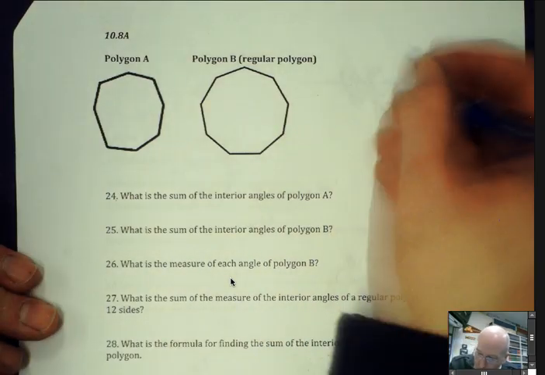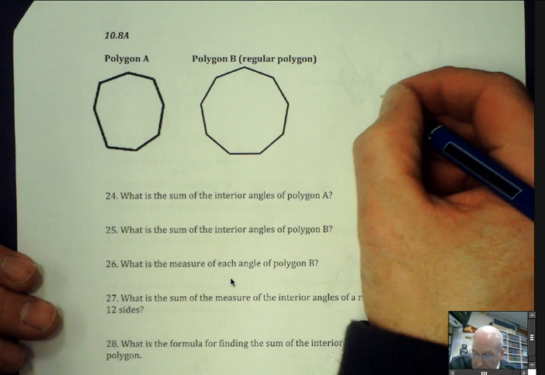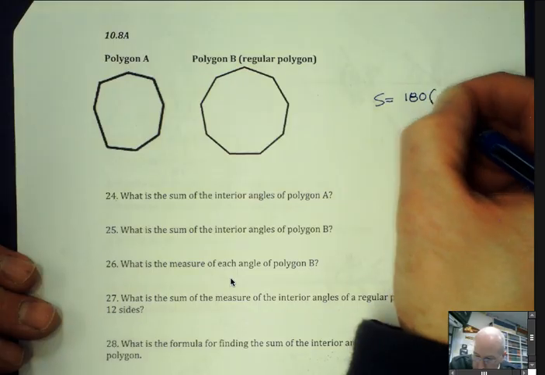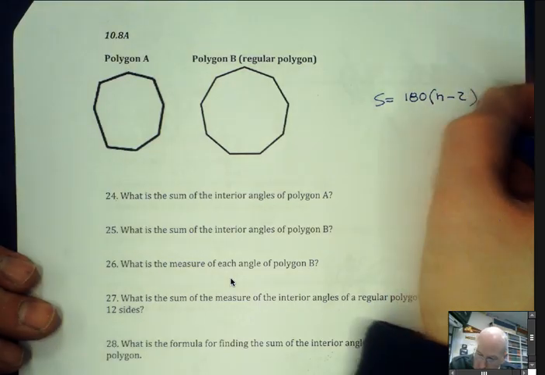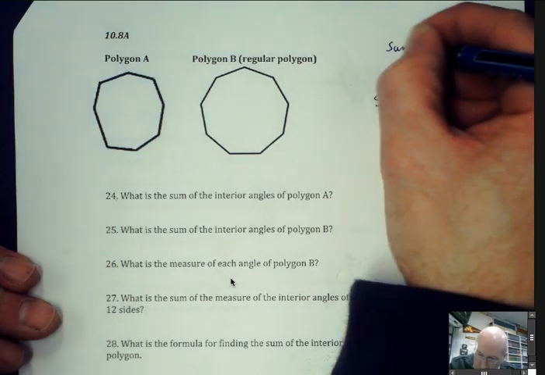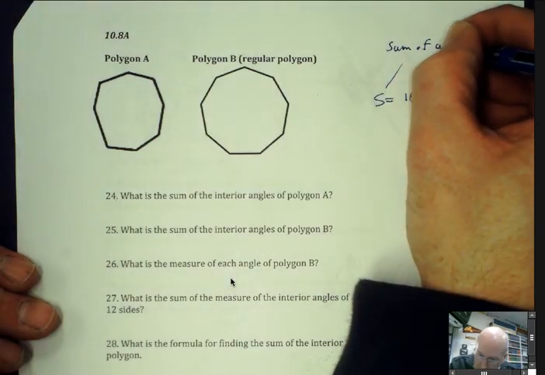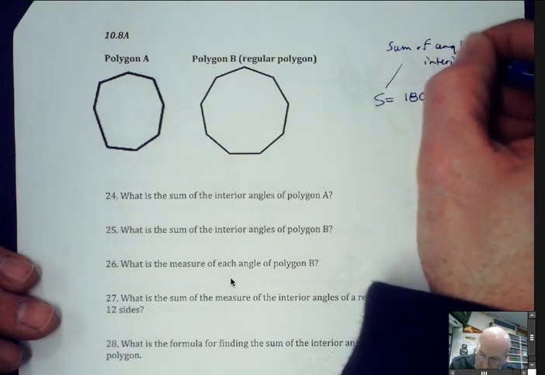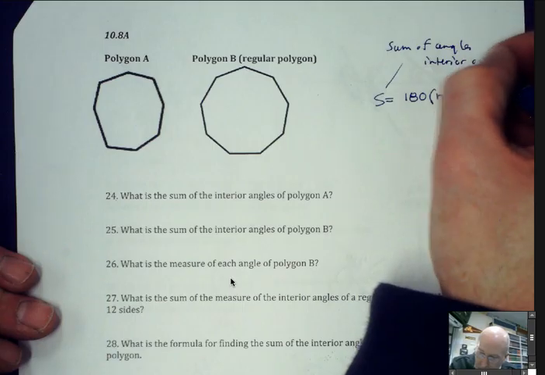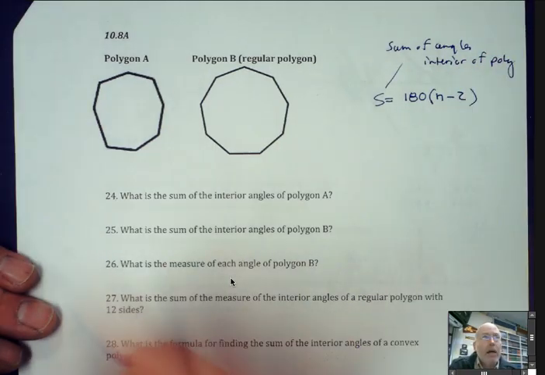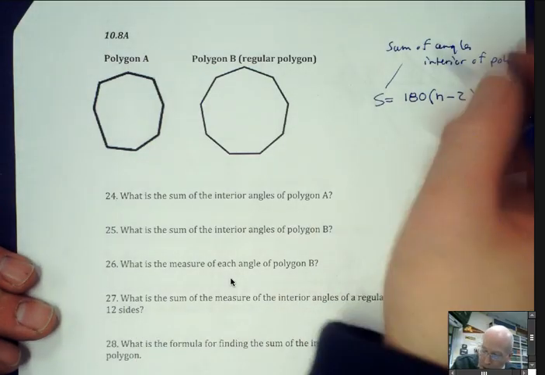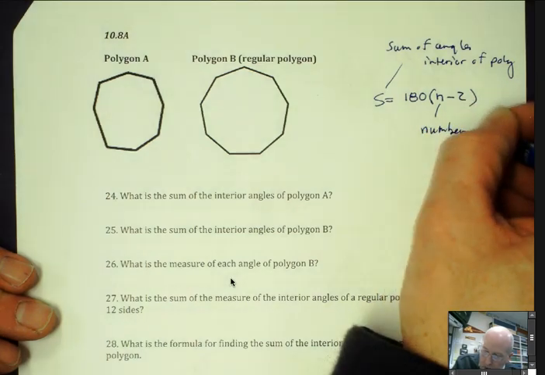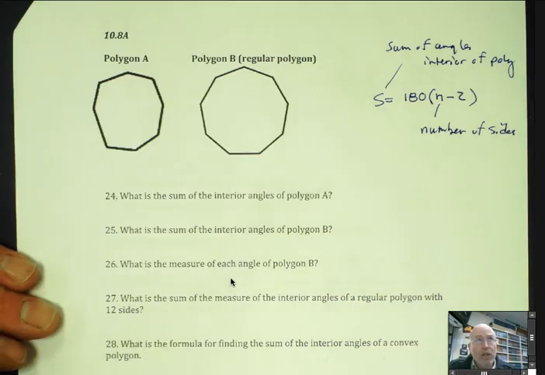I'm going to go ahead and write this formula down that we've been using in class. The sum of the angles is equal to 180 times the number of sides minus 2. This is the sum of the angles of the interior of a polygon, a simple polygon or a regular polygon. And this n stands for the number of sides. That'll be right on your MCA test booklet in the inside cover.